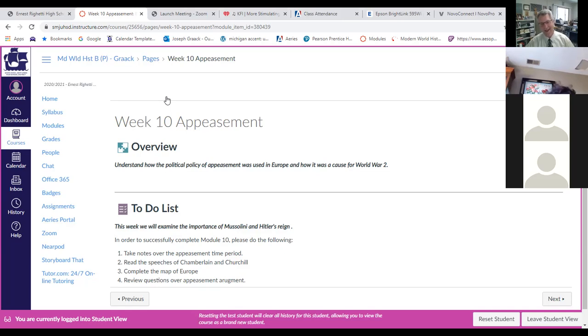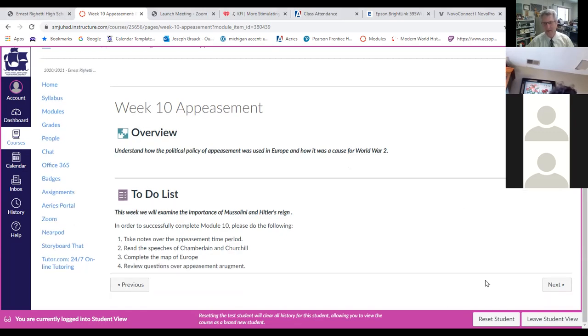You'll look at the 30 map identifications of Europe and what Europe looked like after World War I, right before the start of World War II. And then we will look at the arguments for and against appeasement and look at exactly what happened. You can go ahead and switch to the next page, which will give us a timeline of what we're looking at.